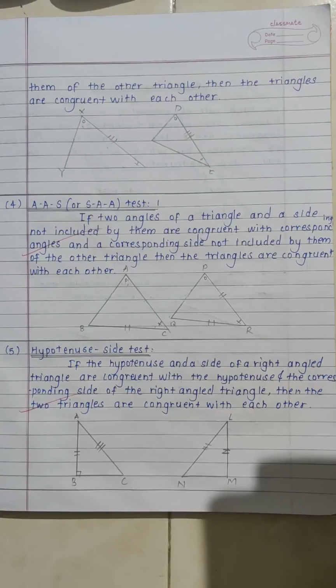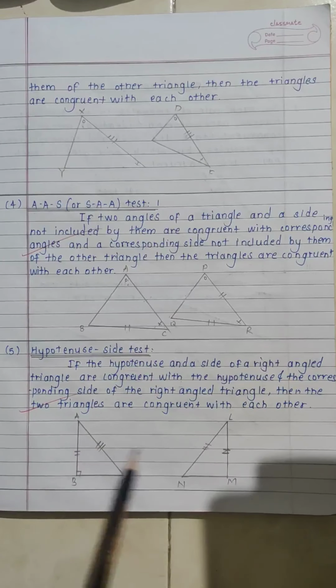Lastly, we have the hypotenuse side test. If the hypotenuse and a side of a right angle triangle are congruent with the hypotenuse and the corresponding side of the other right angle triangle, then the two triangles are congruent with each other. Now the word hypotenuse comes when it is a right angle triangle. In a right angle triangle, we all know that one angle is 90 degrees. So that angle will be the same for both, 90 will be the same.